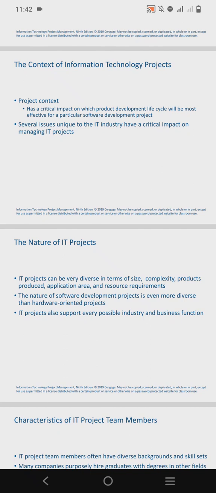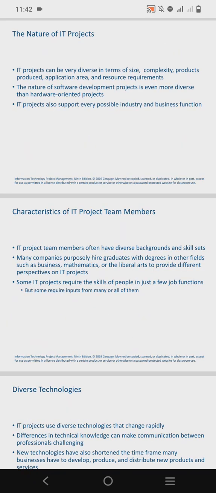There are different characteristics of the IT project team members. The team members that make up an IT project team often have diverse backgrounds and skill sets. Everyone's skill set and background is unique to them. So a lot of companies hire graduates with degrees in other fields, not just IT, but people with degrees in business, mathematics, or even liberal arts, so that they can provide different perspectives on IT projects. Some IT projects require the skills of people in just a few job functions, while others require inputs from many or even all of them.